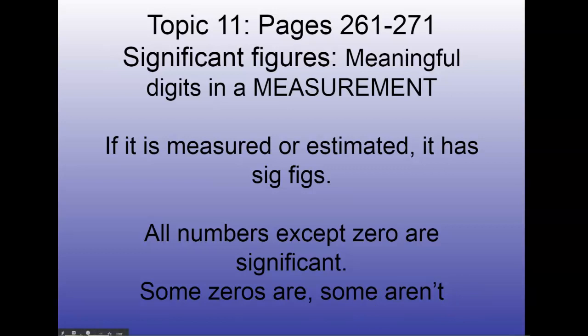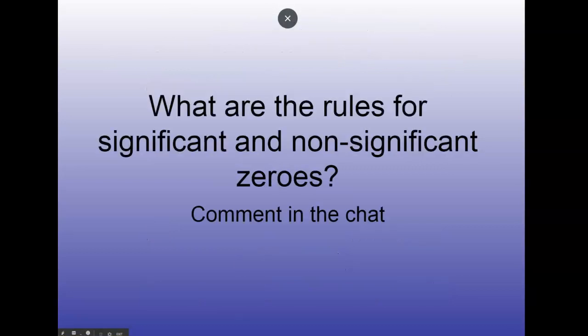And so we need to think about, well, what makes something not significant? So we are going to take a look at what makes them not significant. I want to see if you remember anything. So please go back to the chat and comment in the chat. What are the rules for significant and non-significant zeros? Go ahead and write down what you think those correct rules are.